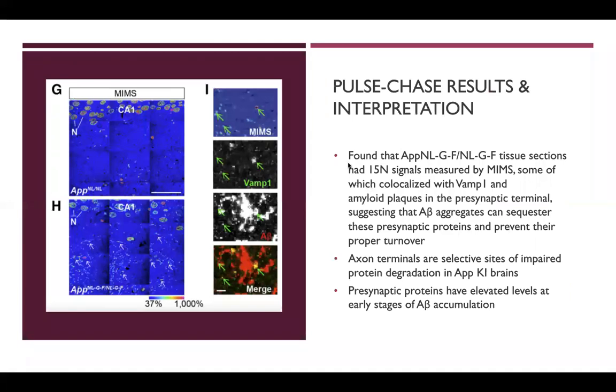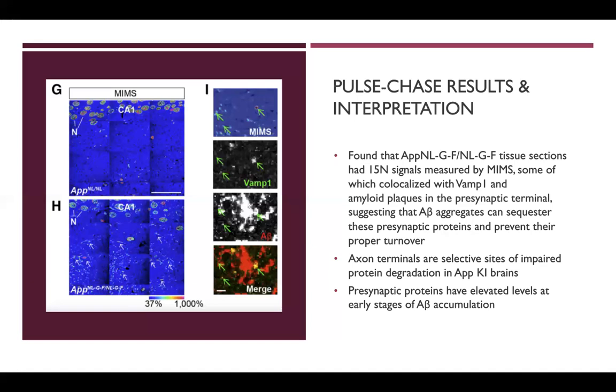They found, and this is their result, that the APNLG tissue sections had nitrogen-15 signals, which co-localize with VAMP-I and amyloid plaques in the presynaptic terminal, suggesting that these amyloid beta aggregates can sequester these presynaptic proteins. Another interpretation, an easier way to understand this, is that the presynaptic proteins have elevated levels at early stages of amyloid beta accumulation.